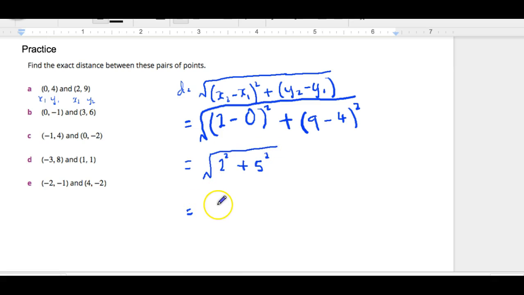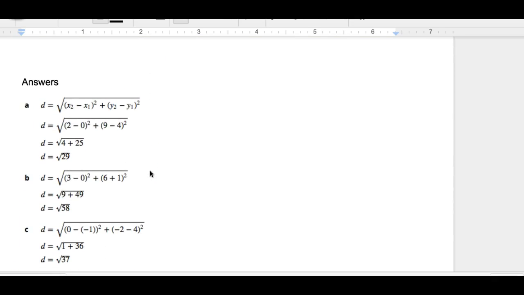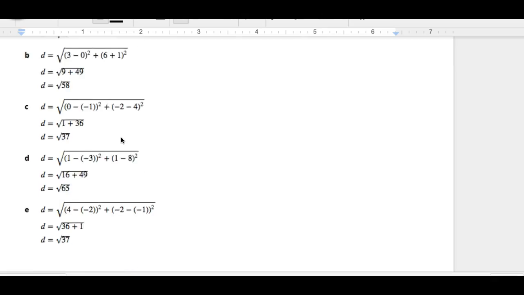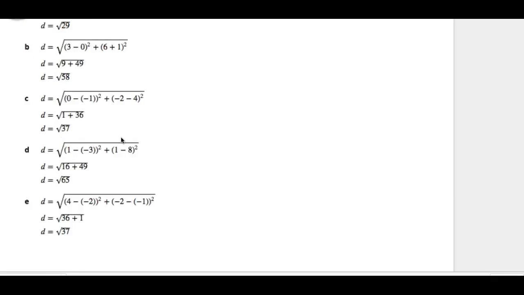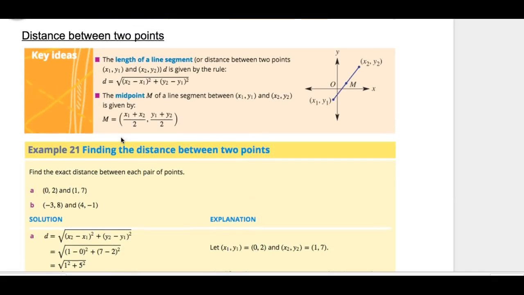2 squared is 4. I know a lot of you are thinking, why are you taking so many steps to do this? So the square root of 29. Leave it as an exact answer, because it's asking for the exact distance here. If we scroll down, you can see the working out as well. I'm not going to do the working out for the rest of them, and that's only getting you to the distance between two pairs of points.